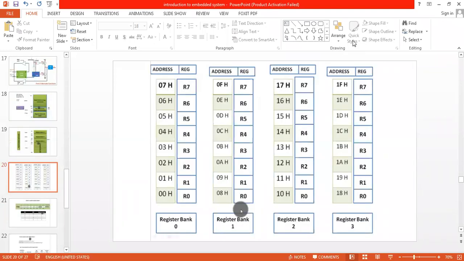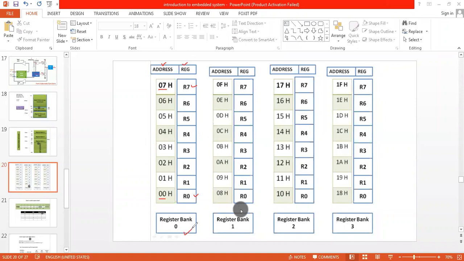See here, easily we can come to know. Register bank 0, right? R0 to R7, from 00H to 07H. This is the address, this is the register name, and this is the bank.